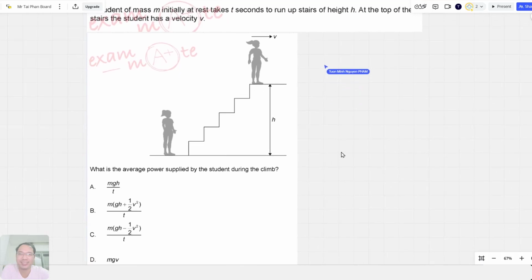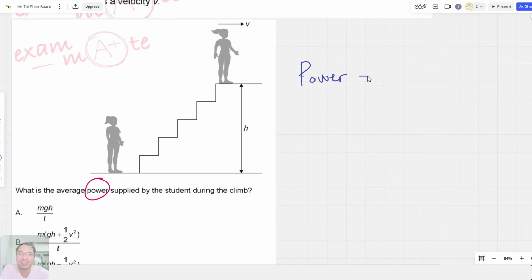Average power. What is the definition of power? Basically, power is work divided by time. We can call it the rate of doing work. Yes, the work over time. And how do we calculate the work in this case?